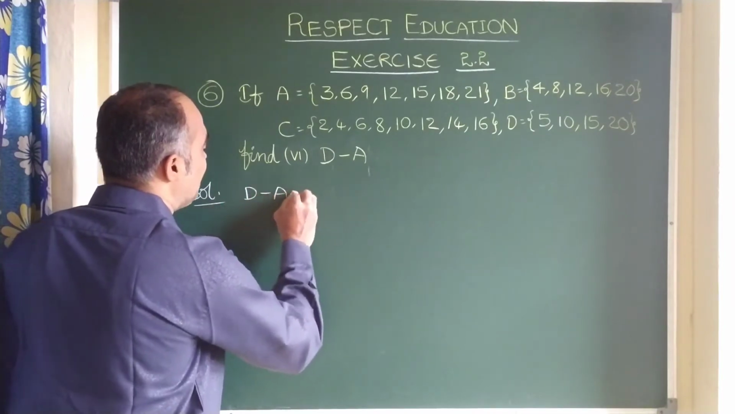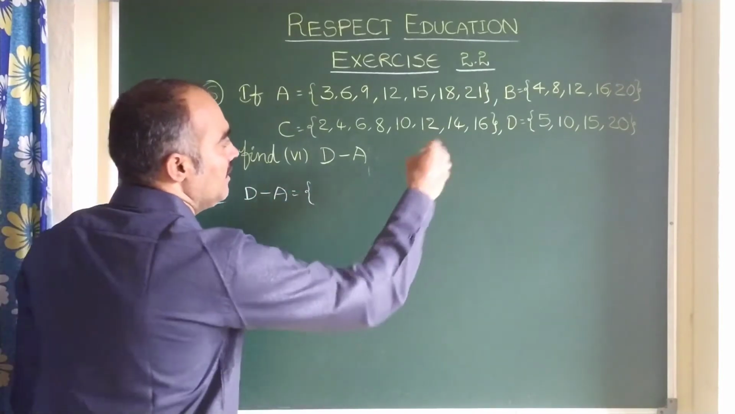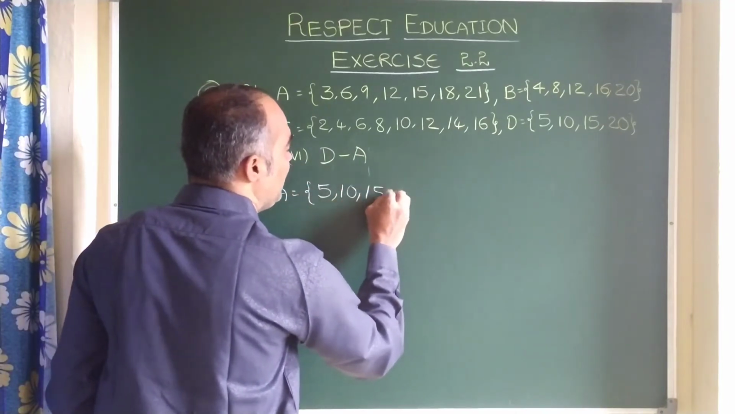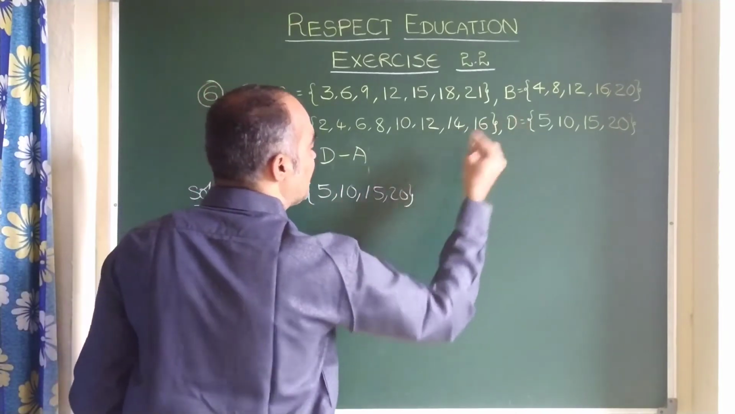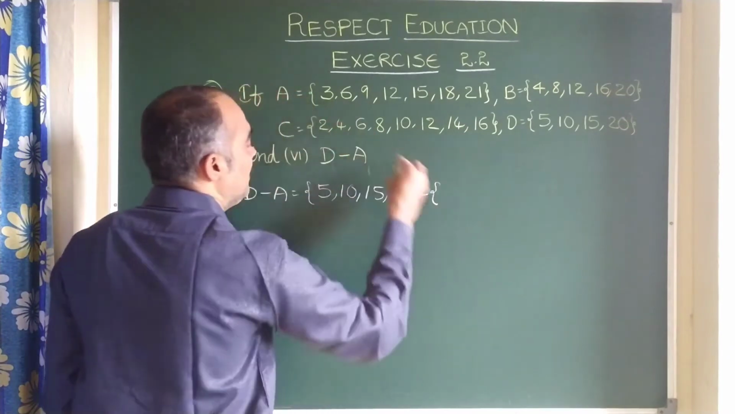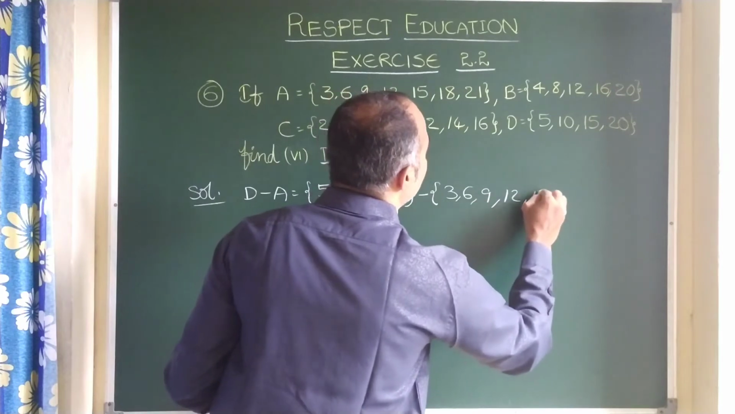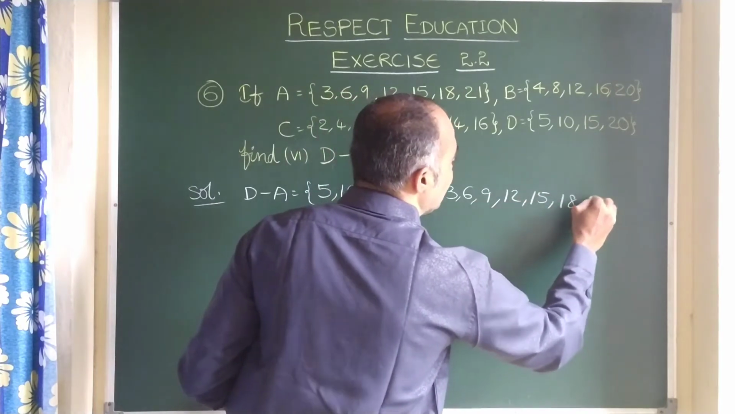So in D minus A, first we need to write set D. Here it is 5, 10, 15, then 20. This is set D. Minus A, here 3, 6, 9, 12, 15, 18, then 21.